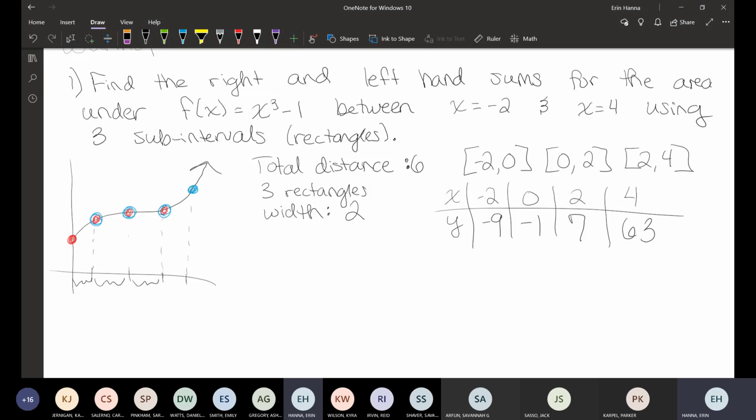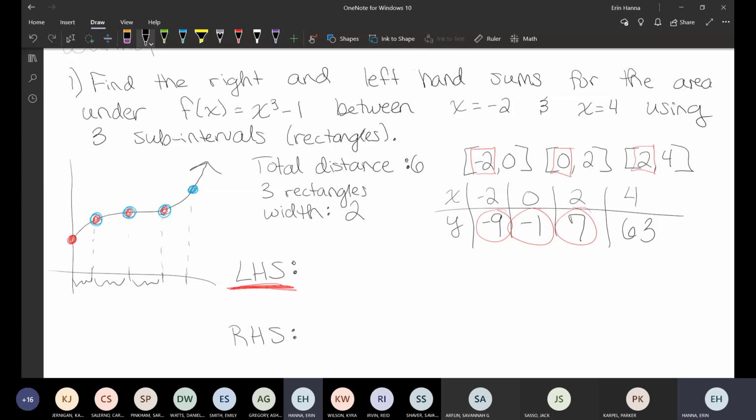Now we're set up, we have all the information we need to actually do the sums. I'm asked to find a left-hand side and a right-hand side in this case. If I want to use a left-hand side, if I'm breaking it up into the interval -2 to 0, then the left side of that is -2. Going from 0 to 2, the left side is 0. Going from 2 to 4, the left side is 2. So I want to use the y values at -2, 0, and 2.